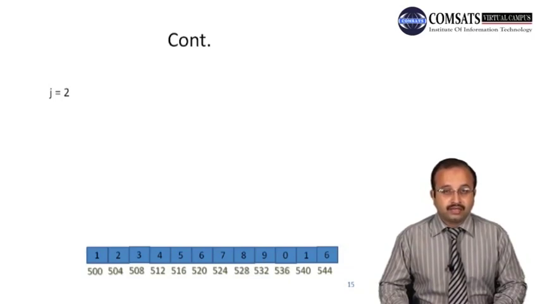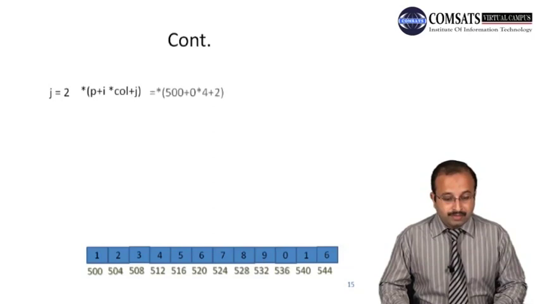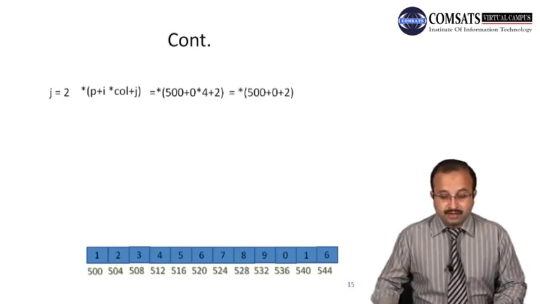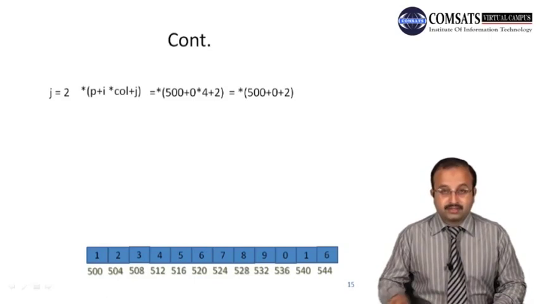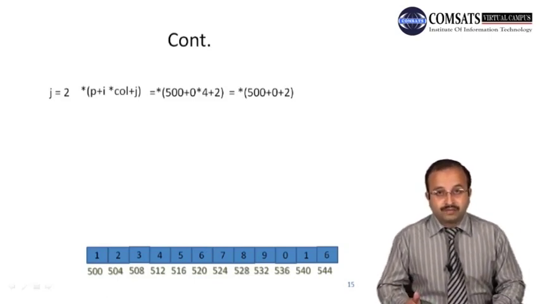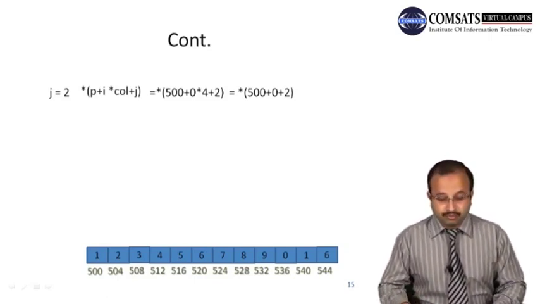The condition is 2 less than 4. The condition is true. So this is the statement. It becomes 500 plus 0 multiplied by 4 plus 2. So 0 will first be multiplied by 4, it becomes 0. So you are now adding 2 in 500. 500 is the address, and adding 2 means you are actually adding 8. You are pointing to the third value, and then it becomes *508. *508, you read it out, value at address 508, and that value is 3.